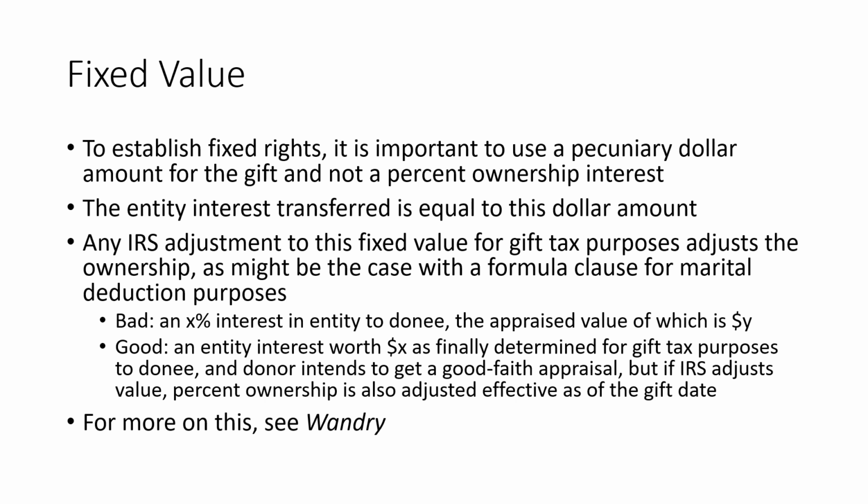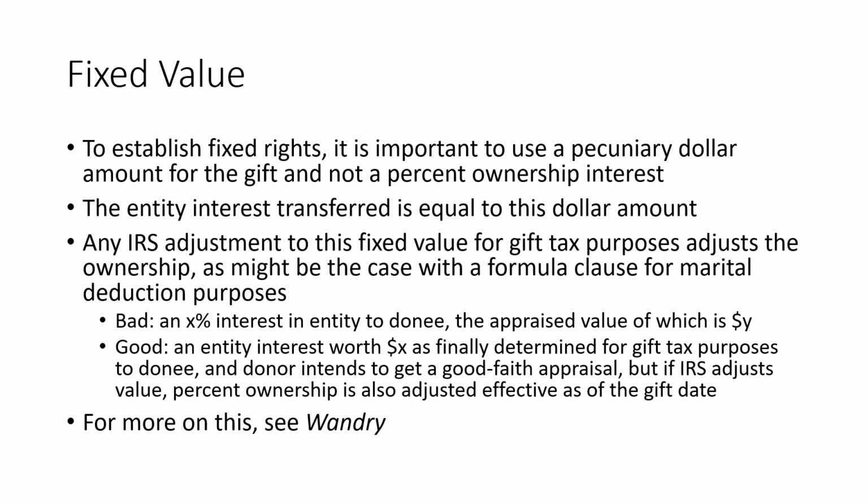So in this case, what we have is that the IRS could come back and try to adjust the percent ownership or the number of shares, but they can't adjust that fixed value because that fixed value is the amount finally determined for federal gift tax purposes. So a bad outcome might be that we have X percent interest in entity to donee, the appraised value of which is Y. Well, if that appraised value is increased, then that's going to increase the percent that goes to the donee or the amount of the gift.